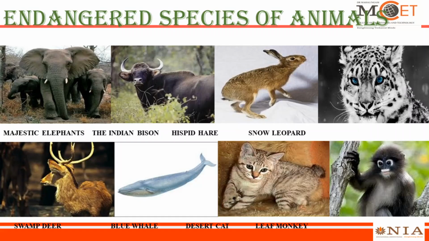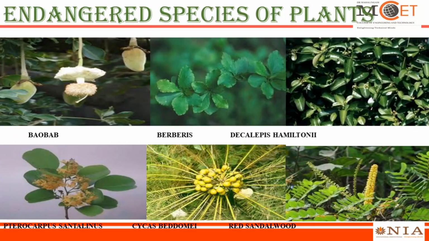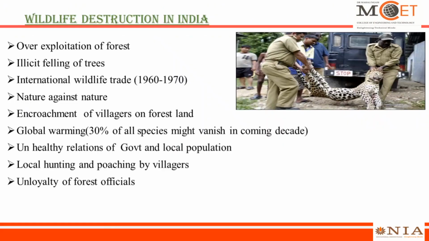Swamp deer, blue whale, desert cat, and leaf monkey are some of the other species that are endangered. When it comes to plants, you've got the baobab, berberis, Decalepis hamiltonii, Pterocarpus santalinus, Cycas beddomei, and red sandalwood.